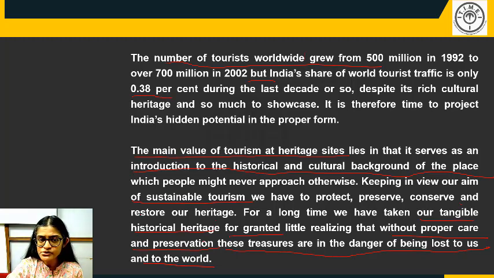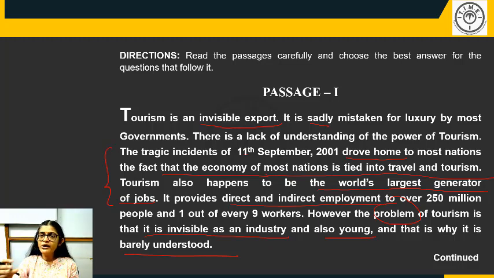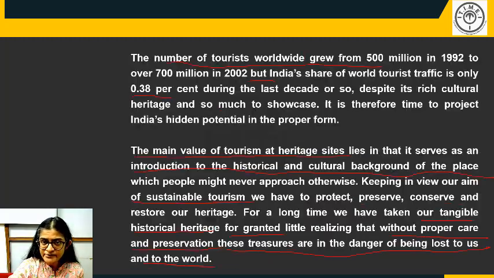So this is the passage. What did we talk about? First we spoke about tourism being very important for all nations and at the same time it being invisible as an industry and very young, so we don't understand its importance. Then we spoke about the global trend of rising tourism. At the same time, India accounts for a very, very small percent of global tourism. So we need to protect our cultural heritage and showcase it to the world.